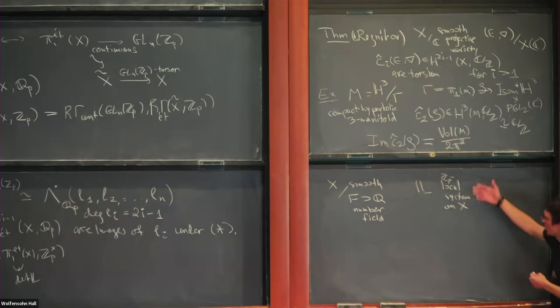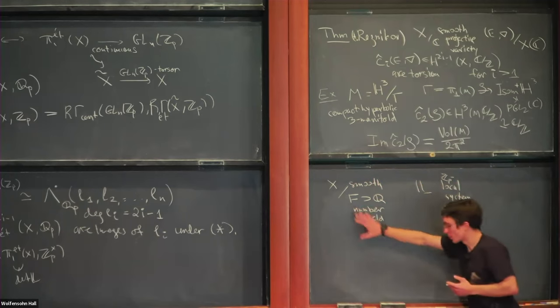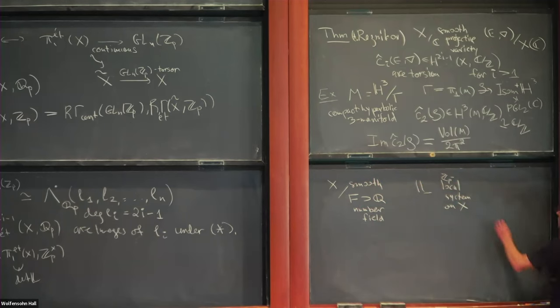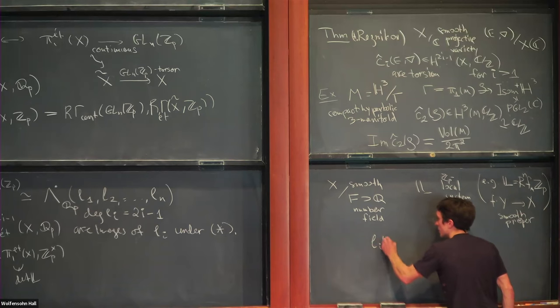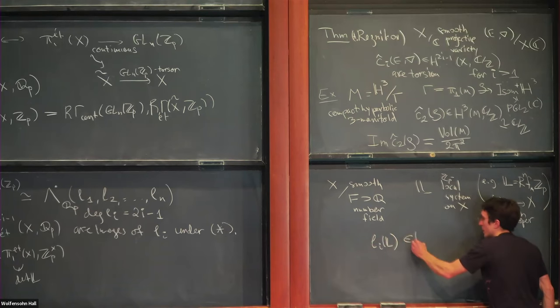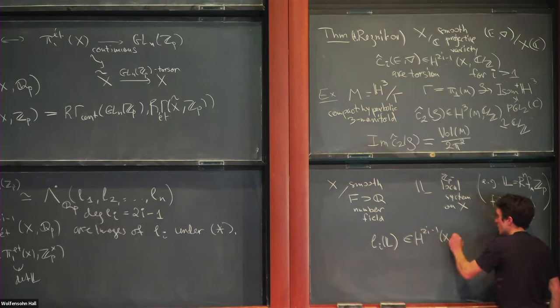So where do you find such gadgets? Really, since it's happening over a number field, these are kind of sparse. The key example for me, and you can assume that my L was of this form for the rest of the talk, you won't lose anything, is a local system of cohomology of a family of varieties, where, say, f is some smooth proper morphism. So I can run this construction on this local system, and I'll get these classes l_i of L, which live in odd degree étale cohomology of my scheme X.